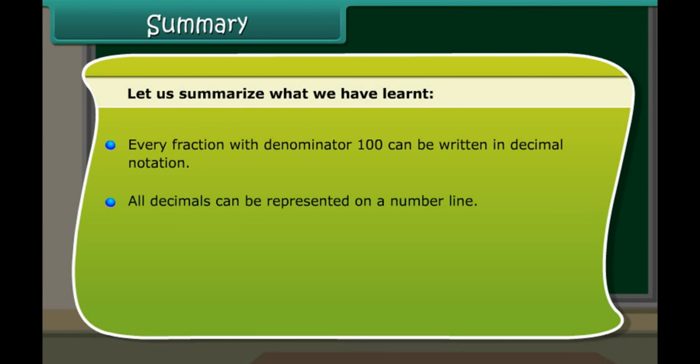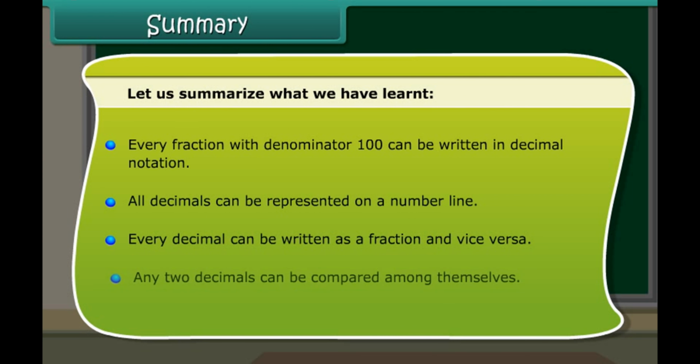Every fraction with denominator 100 can be written in decimal notation. All decimals can be represented on a number line. Every decimal can be written as a fraction and vice versa. Any two decimals can be compared among themselves.